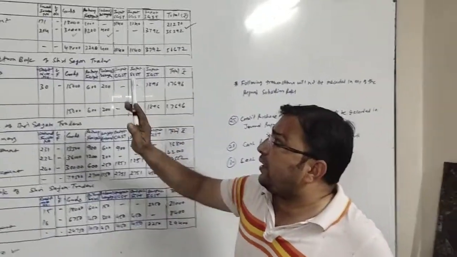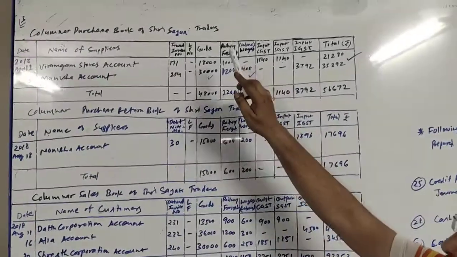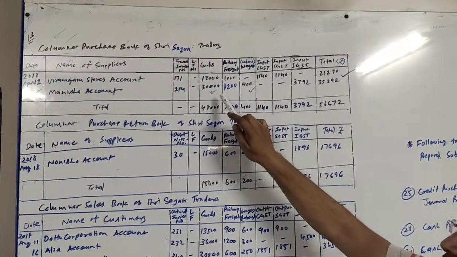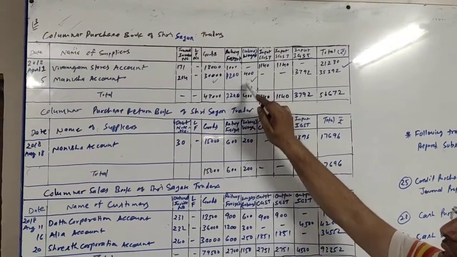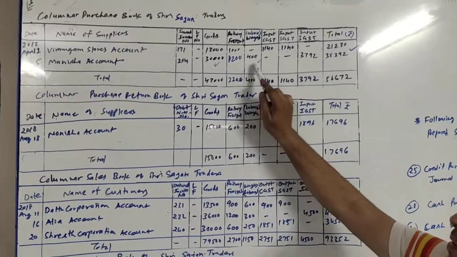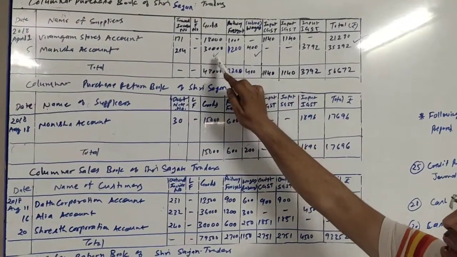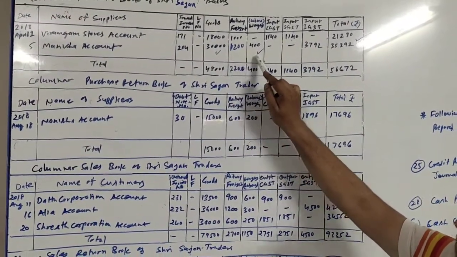Okay, so actually the amount of railway freight was not 2,000, it was 1200. So 1200, wages rupees 400. The total amount will be 31,600: 30,000 plus 1200 plus 400.